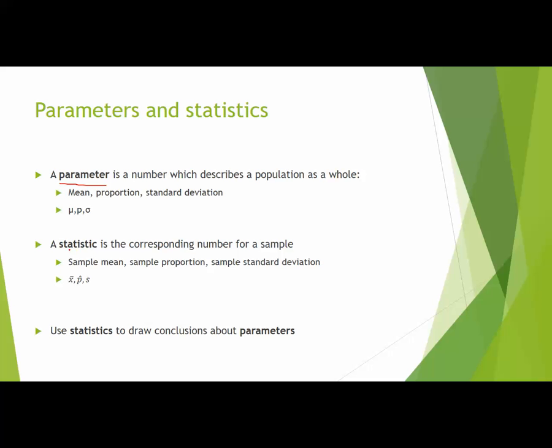A statistic is the corresponding number for a sample. So if you're talking about an average or the mean of just a sample, we use x with a bar on top. If we're talking about a proportion of a sample, not of the whole population, we talk about p with this little symbol on top, which is pronounced p hat. And if we're talking about the standard deviation of a sample, then we use the letter s. And so the whole point of inferential statistics, of inference, is to use statistics, something based on a sample, to draw conclusions about parameters, something describing the whole population.